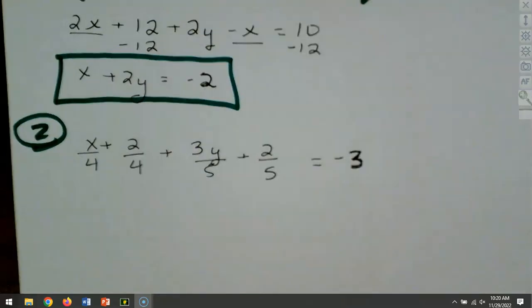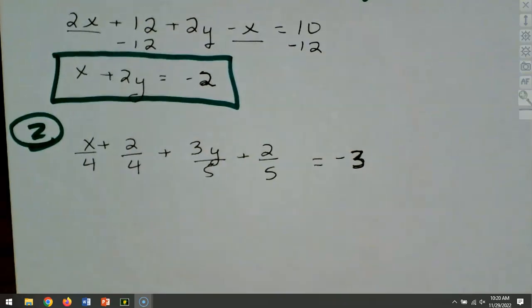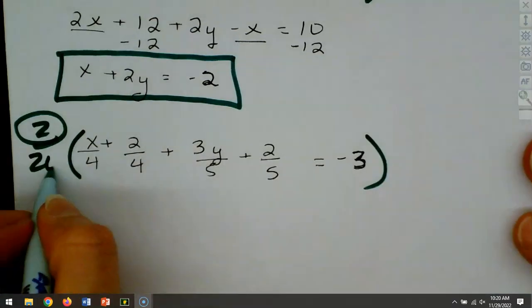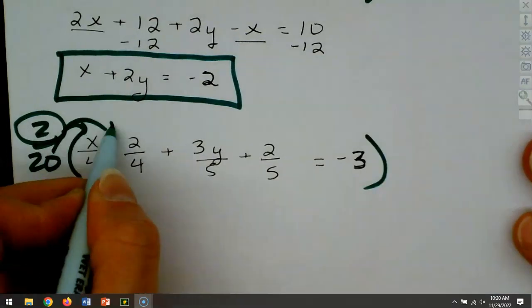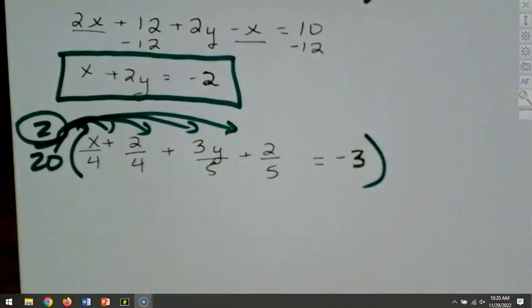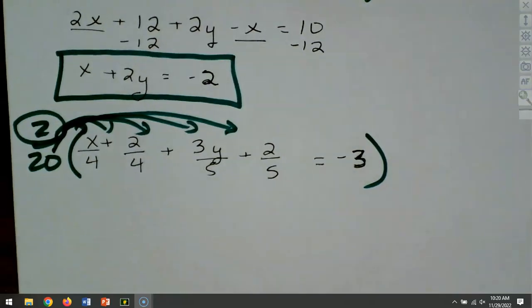So now we've got to work with this. So clearing out our fractions, we've got a 5 and a 4. That means we're going to have to use a 20. Distribute that 20 through. Be very, very careful with the signs when you work these out. It's so easy to make a mistake.